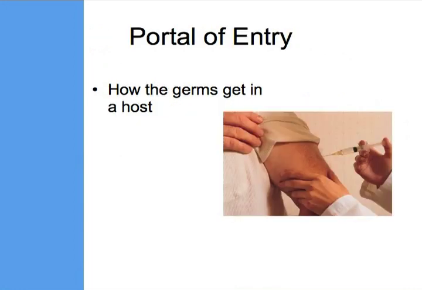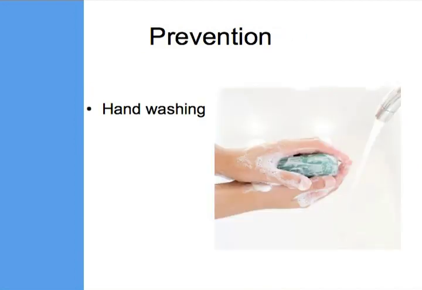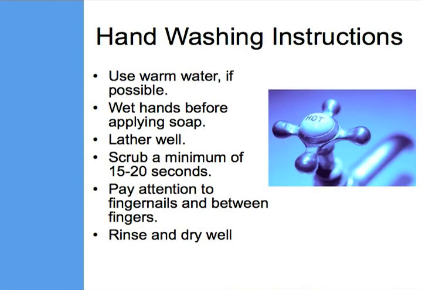To stop the chain of infection and prevent an infectious agent from entering your body, you should wash your hands, avoid contact with blood or bodily fluid, or get a vaccine. Hand washing is the most important prevention we can regularly do to stop the spread of disease. The proper way to wash hands is to use warm water if possible. Remember to wet your hands before applying soap and lather well. You should scrub for a minimum of 15 to 20 seconds.